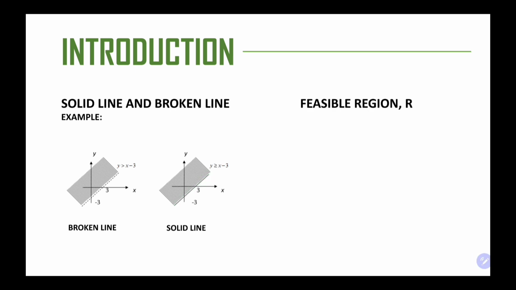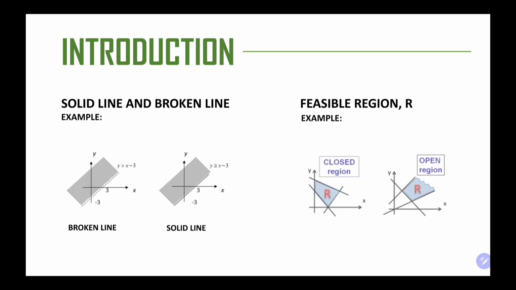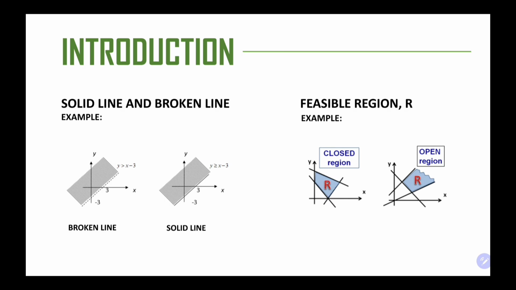And last is feasible region, where we denote it as R. Example, we have two region here. The first one we call it as closed region, and the second one is open region.